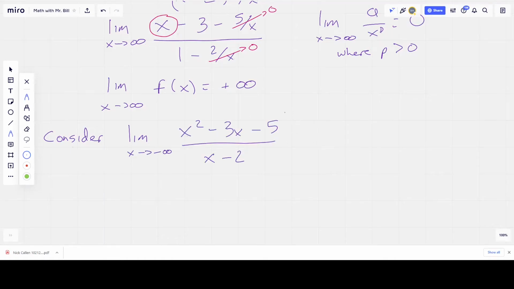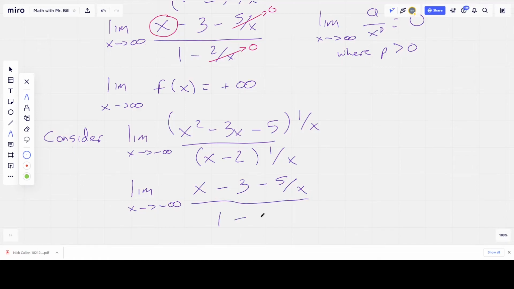Doing the same thing, we divide the top and the bottom by x, and we get the same result: x minus 3 minus 5 over x, all over 1 minus 2 over x. This time around, we're going off to negative infinity, and still 5 over x and 2 over x will both go to 0. That leaves us with the x minus 3, and since we're going off to negative infinity, that will end up being negative infinity.